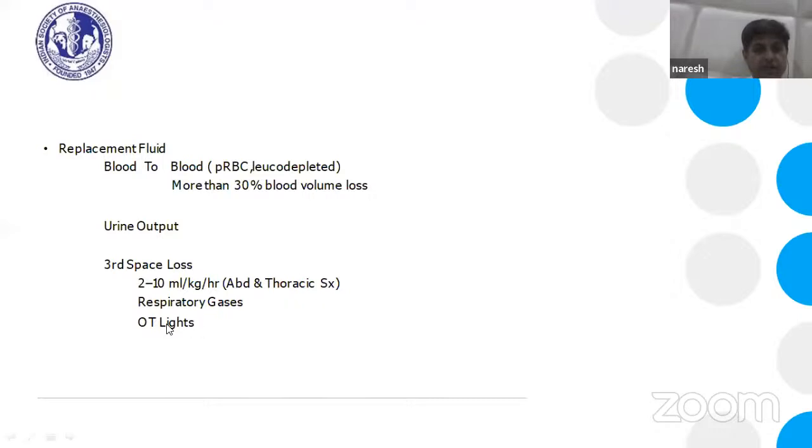Then the loss through the respiratory gases, because we are giving dry gases. All our gases are dry in nature, so they make the mucosa dry. There is loss of fluid from the mucosa. These are to be replaced with the IV fluids given through the peripheral lines. Then OT lights: though we try to maintain the temperature, still the patient is directly under the OT lights. So they cause loss of heat by evaporation.